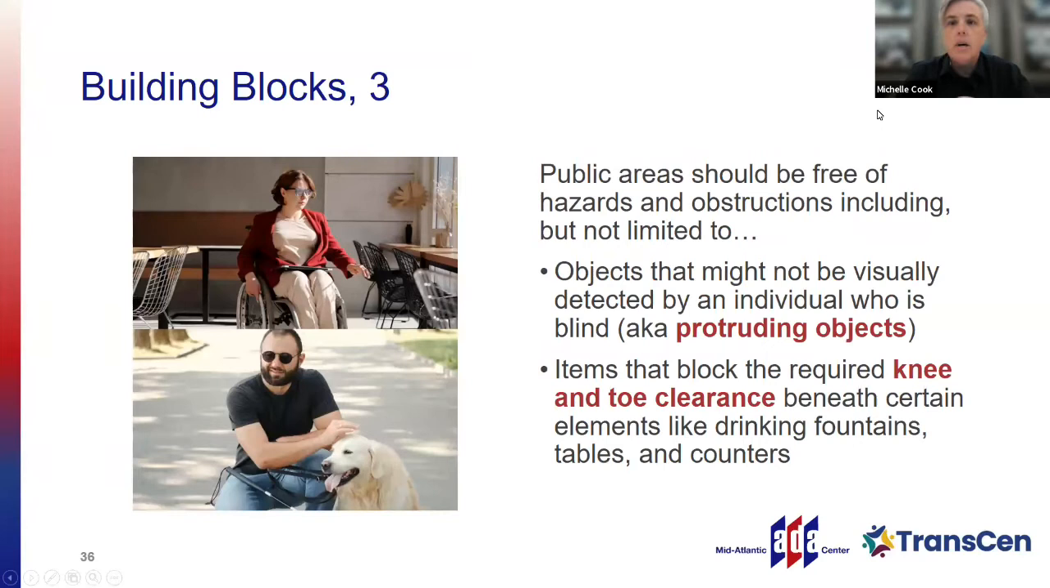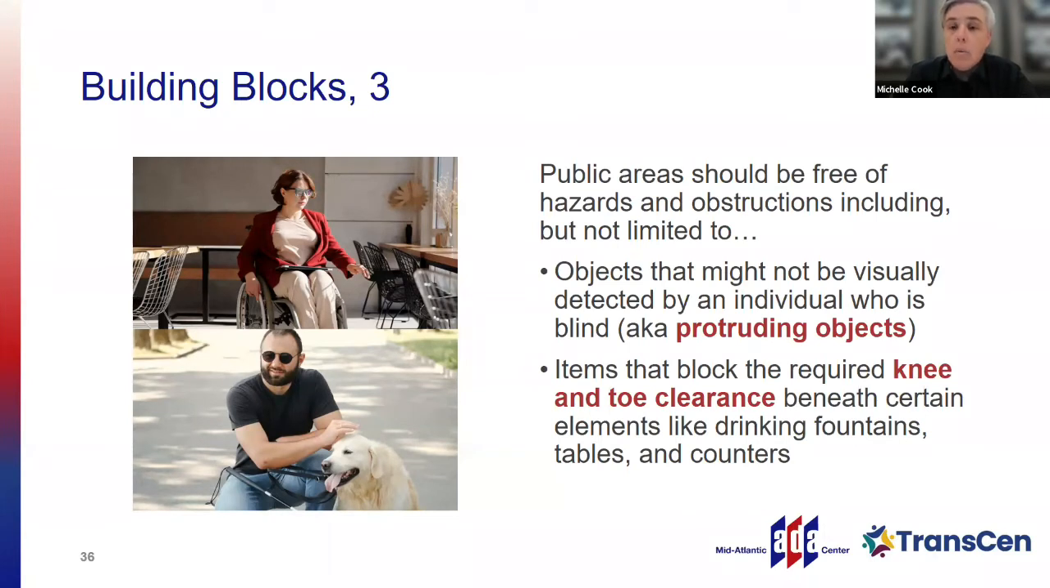Continuing in the theme of building blocks, public areas should be free of hazards and obstructions, including but not limited to objects that might not be visually detected by an individual who is blind. These are called protruding objects. So something that is installed on a wall, for example, protrudes out a little bit too far. Somebody who can't see that might bump their arm or worse, their head, or really potentially become injured by something that is sticking out into the way that people are meant to move through a space. Can that be moved? Can it be blocked? Can something be placed beneath it that's not easily movable so it directs people around those potential hazards? Those are really easy things to fix and really easy things to see as well.